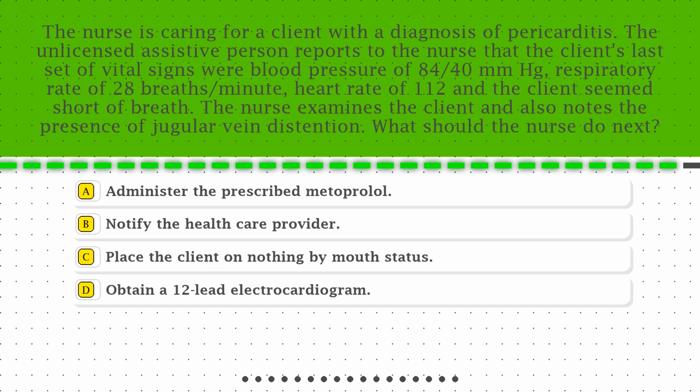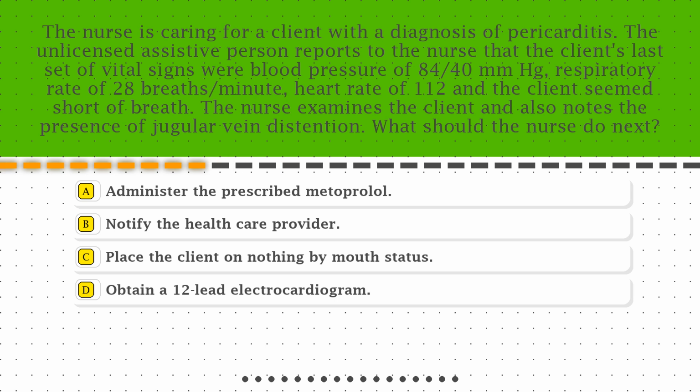Question 6. The nurse is caring for a client with a diagnosis of pericarditis. The unlicensed assistive person reports to the nurse that the client's last set of vital signs were blood pressure of 84/40 mmHg, respiratory rate of 28 breaths/minute, heart rate of 112, and the client seemed short of breath. The nurse examines the client and also notes the presence of jugular vein distension. What should the nurse do next?